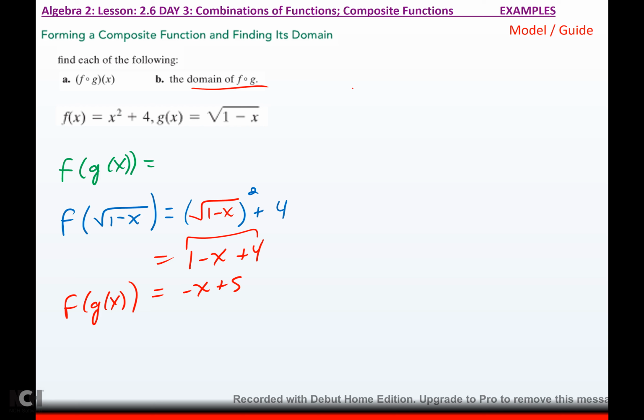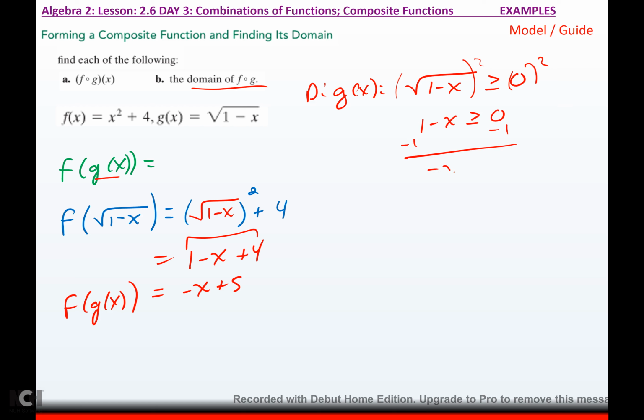Domain. Okay, well first of all, since g is on the inside, I have to find the domain of g of x, which says, Mr. Radical, you must always stay positive. Square, square, I get 1 minus x has to stay greater than or equal to 0, minus 1. Negative x has to stay greater than or equal to negative 1. Divide by negative 1, which flips your inequality. X has to stay less than or equal to 1. So there's the domain of g.